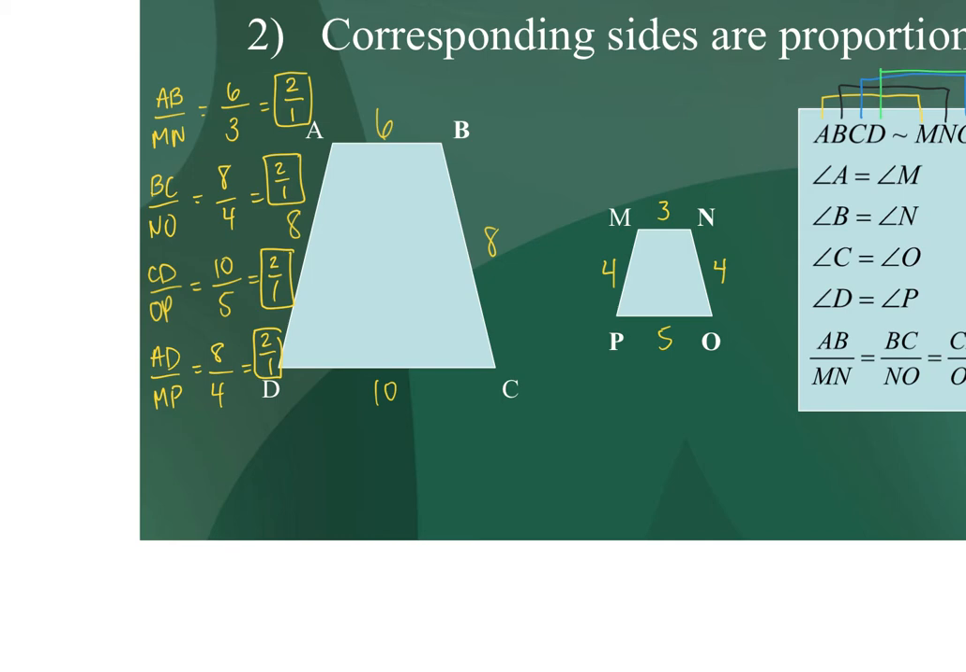Now, did you notice that AB, BC, CD, and AD were all the numerator, right? They all belong to this first figure, okay? And the denominator all belong to the second figure. You have to maintain consistency when you're doing that, okay? You cannot put MN or NO over BC, because when you flip it, it's not going to be the same scale factor, okay?